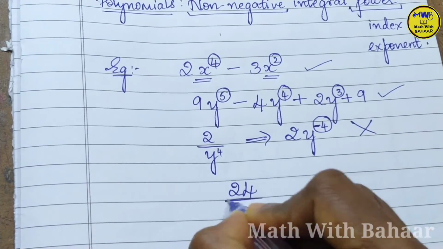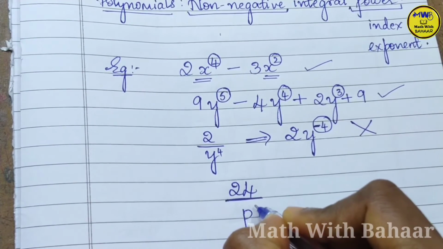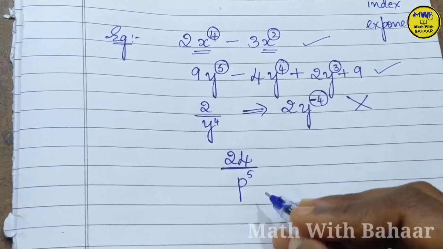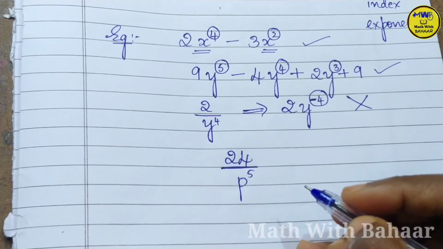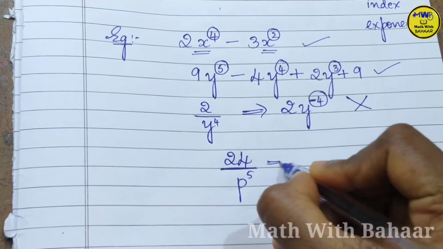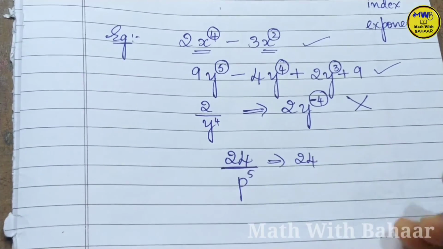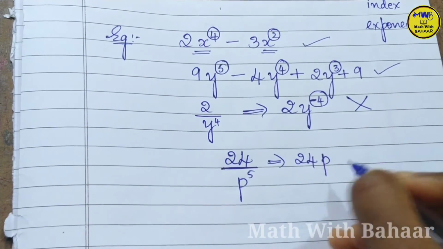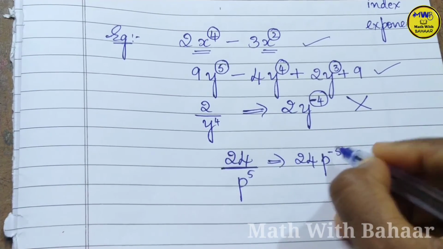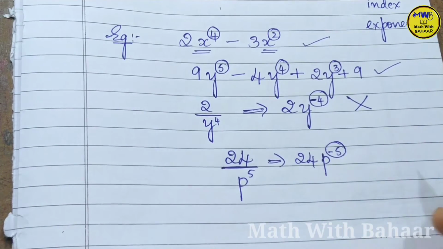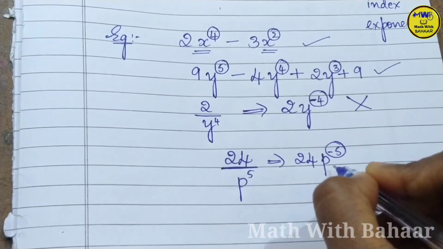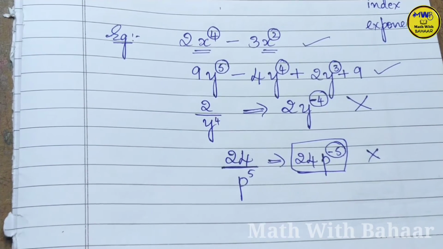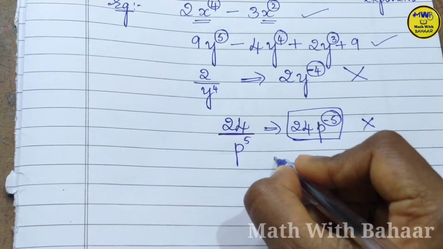24 divided by p to the power of 5. Can you tell me, is this a polynomial or not? No, it's not a polynomial. 24 is in the numerator, so let's write it as it is. Now if I shift this p to the power of 5 to the numerator, it becomes p to the power of minus 5. Here the sign changes, it becomes negative. Therefore, this expression is not a polynomial.